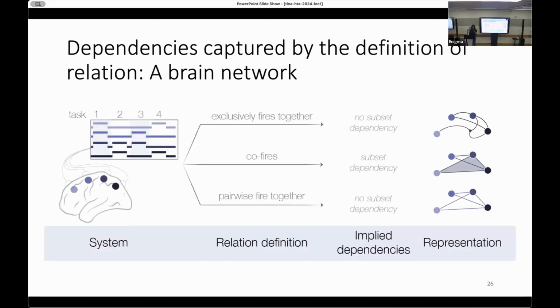A lot of people have done work on what's called network neuroscience, right? Representing the brain as a network. And it's similar ways of thinking about it. So if it's a graph, you have no subset dependency, you're looking at pairwise. If it's a simplicial complex, then you're looking at co-firing, you have the subset dependency. And if it's a hypergraph, you're looking at exclusivity.